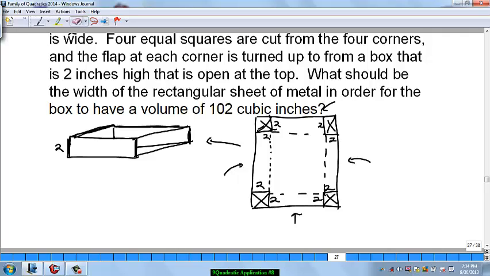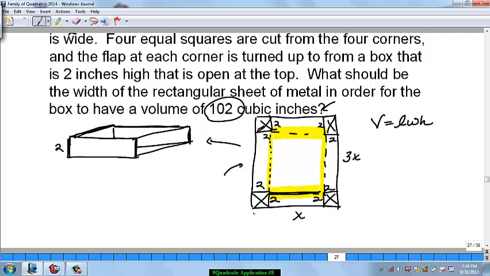Now they did say that this sheet of metal is 3 times longer than it is wide. So here's my width and here's this. Now if we're going to do the algebra with this, you know it has to have a volume of 102 cubic inches, and you know the volume formula is length times width times height, but of the box. So if I were to fold this piece right here and this piece right here, this is the base of your new box, and it is going to be shorter.